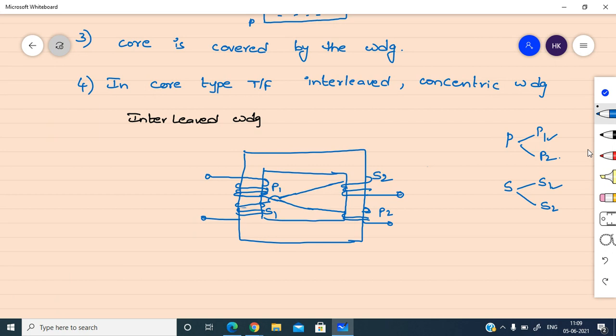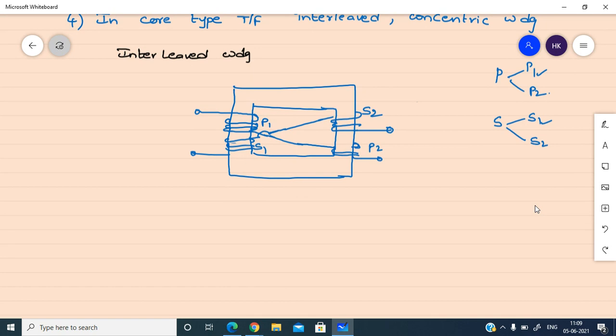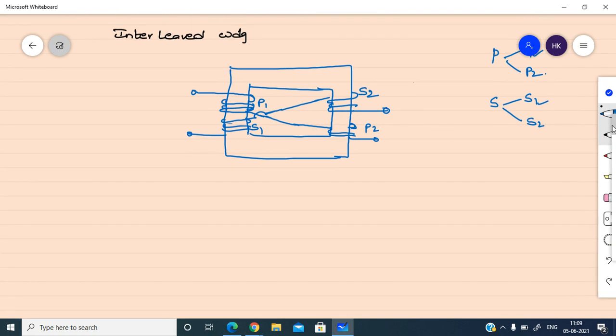Anyway, you can study all these in detail in electrical machines. Again, you will study these transformer topics. I'm not going in depth. Next one, concentrated winding or concentric winding.